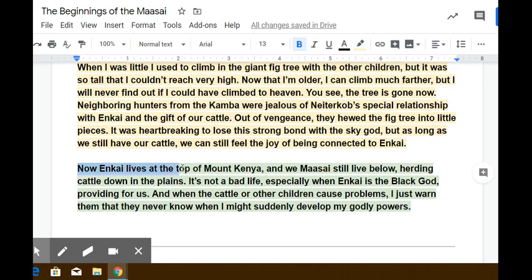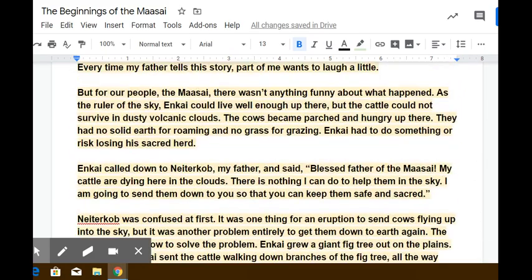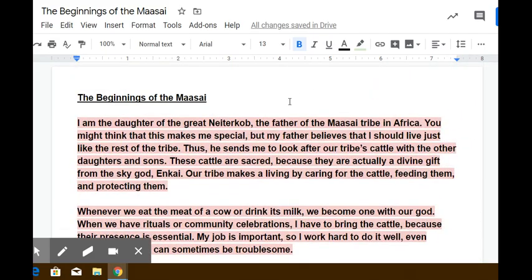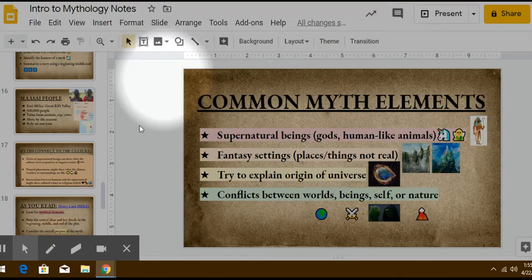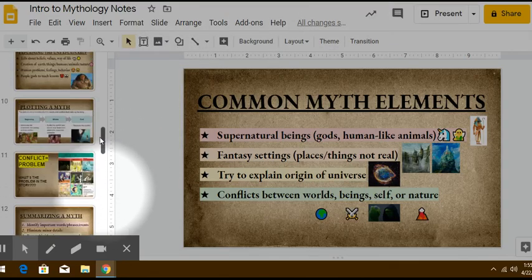Now, Enkai lives at the top of Mount Kenya, and we Maasai still live below, herding cattle in the plains. It's not a bad life, especially when Enkai is the black god, providing for us. And when the cattle or other children cause problems, I just warn them, they never know when I might suddenly develop my godly powers.